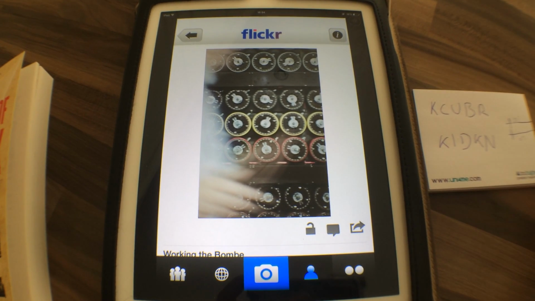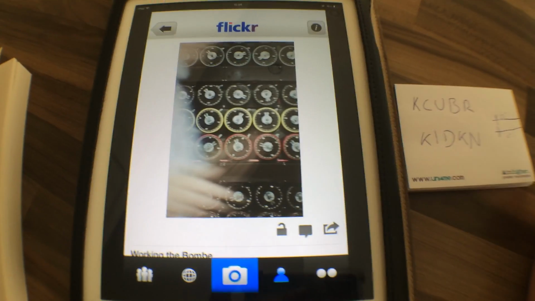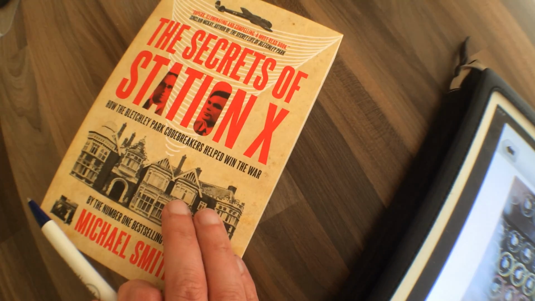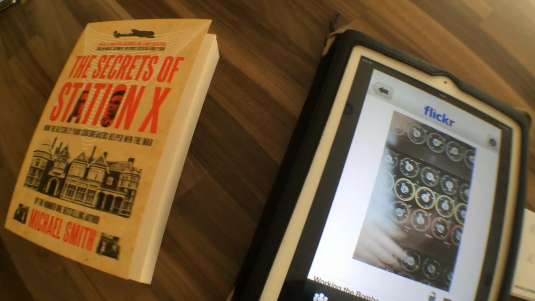So I hope that helps. I hope it's been a relatively pain-free introduction to the world of Enigma. And I can't recommend enough a trip to Bletchley Park. It's fantastic. Get yourself along and enjoy.